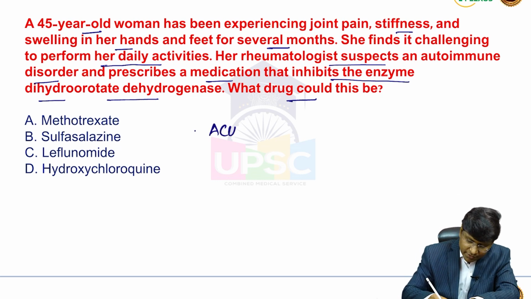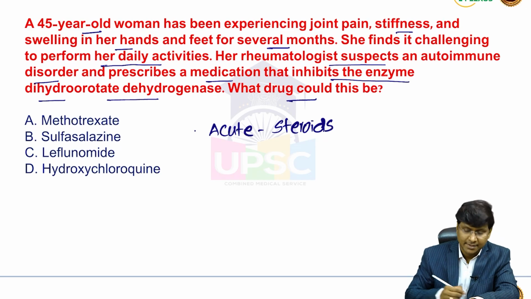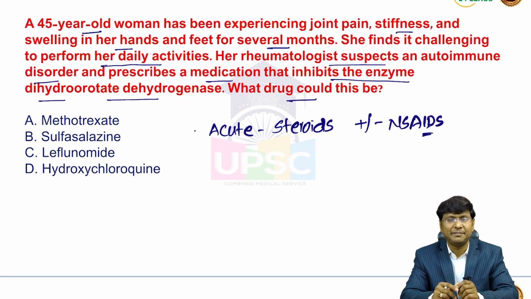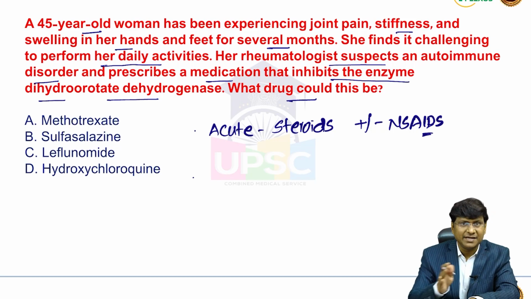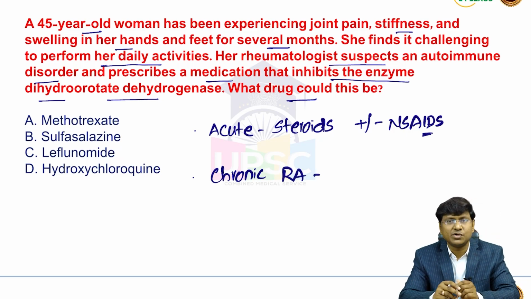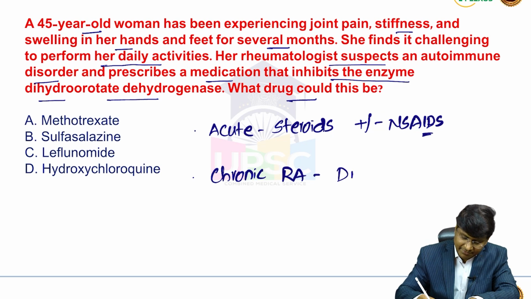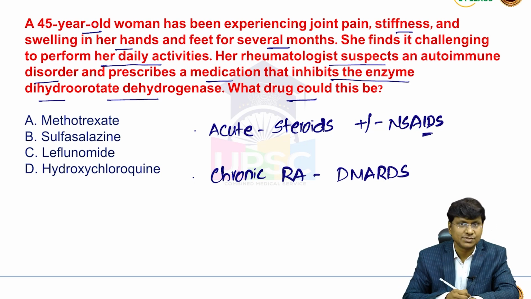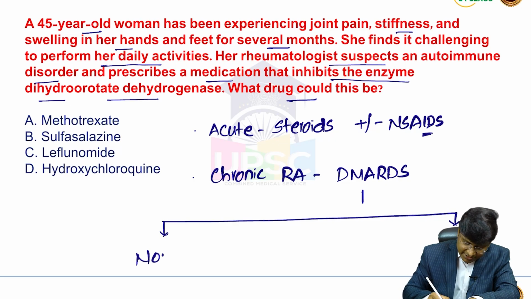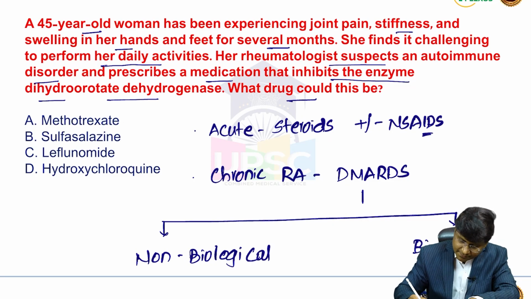So, in the acute phase of rheumatoid arthritis, the drugs that we give are steroids, plus or minus we add NSAIDs. Whereas in chronic cases of rheumatoid arthritis, the drugs that we give are DMARDs, that is disease modifying anti-rheumatic drugs. And these disease modifying anti-rheumatic drugs, again we have two types: non-biologicals, and the second important group, the biologicals.